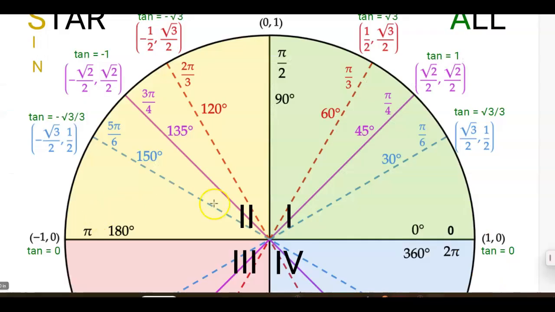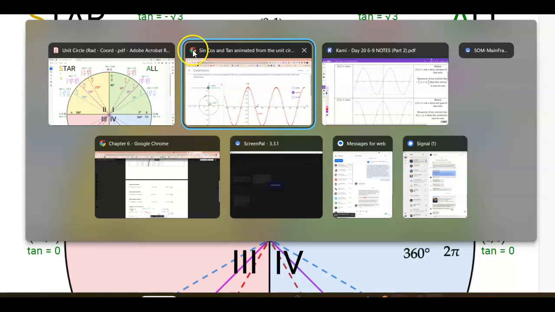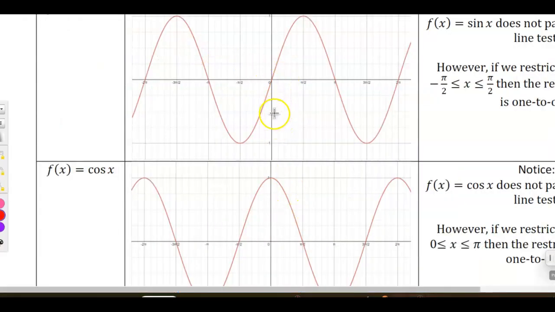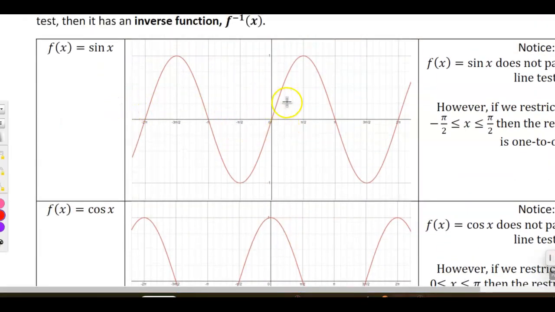Sine and cosine, no surprise, since they have the same values. Both have root 3 over 2, both have 1/2, both have root 2 over 2, both have zeros and ones and negative ones, right? They all have the same numbers, just at different points on the circle. So that's why these two graphs look very similar. They're actually the same graph. One's just kind of shifted over from the other.